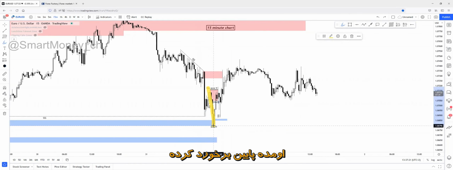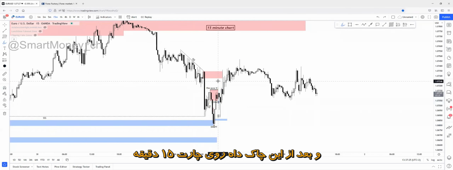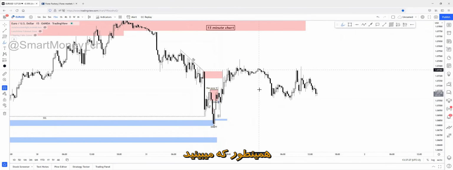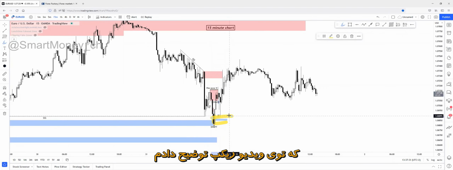Coming down, tap, immediate reversal, V-shape recovery. After this, it changed character here on the 15-minute chart, as you can see, and could mitigate the zone right here that I just explained for you in the recap video.